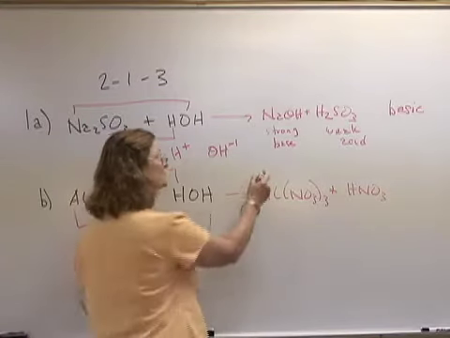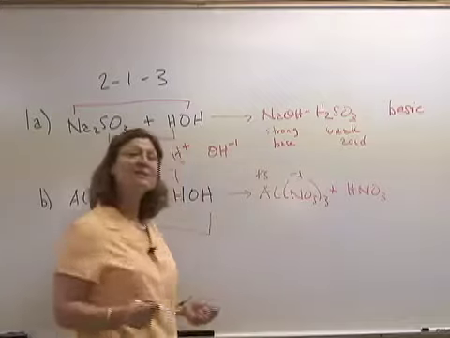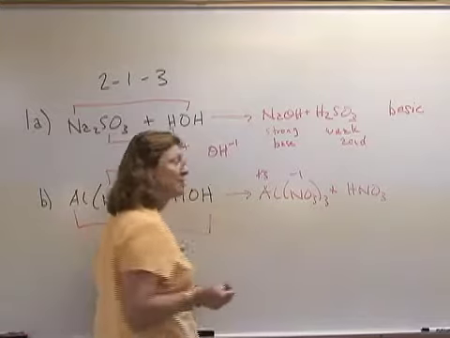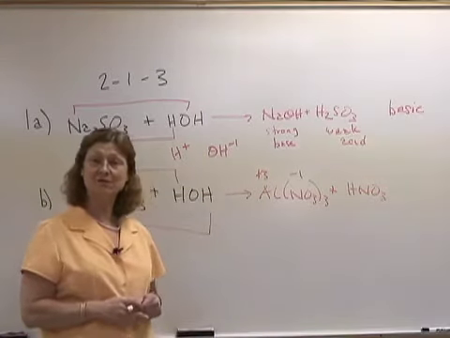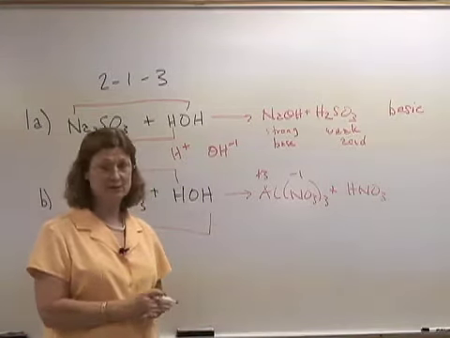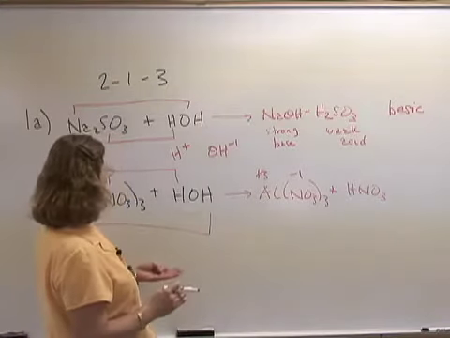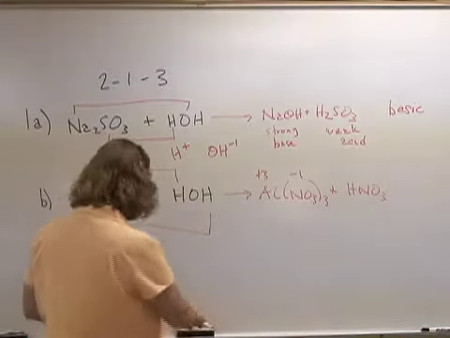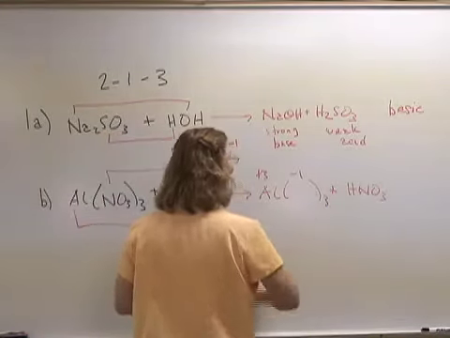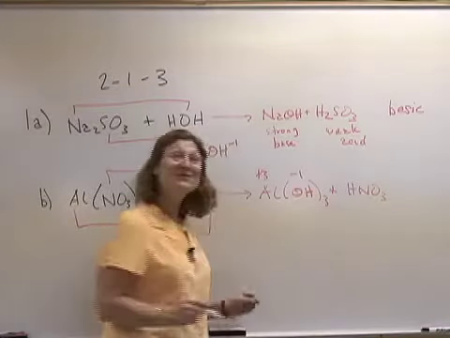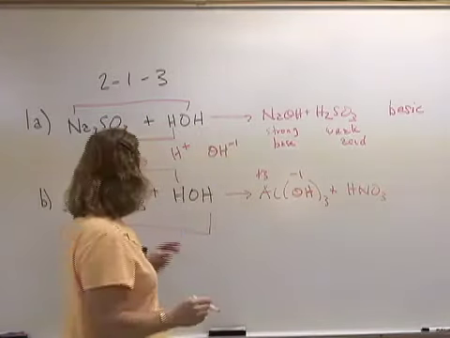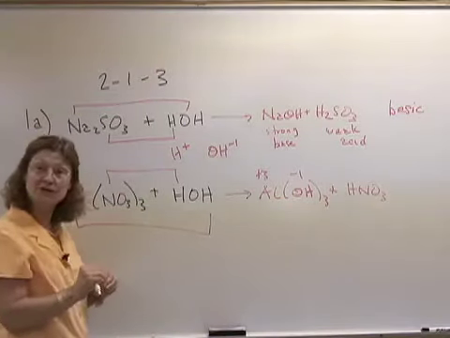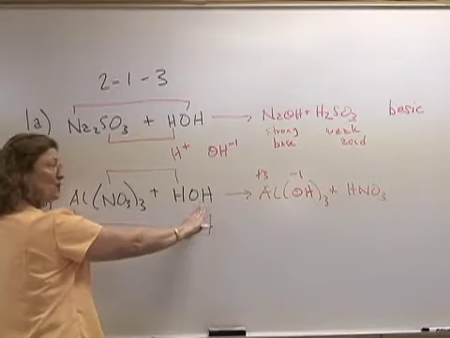Aluminum has a +3 charge, and nitrate is -1. And therefore, the common multiple is 3, so I need 3 nitrates in order to get my compound to 0. It is critical that you always double check those. Now, it's not aluminum nitrate, it's aluminum hydroxide. However, I still need 3 hydroxides because this was my salt with the nitrate. The nitrate then went with the hydrogen, and the aluminum went with the hydroxide.